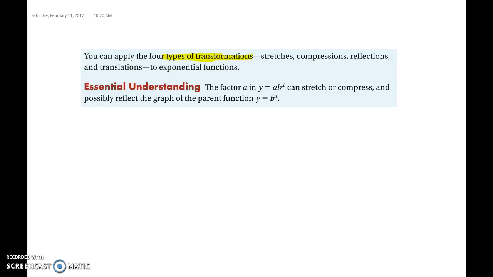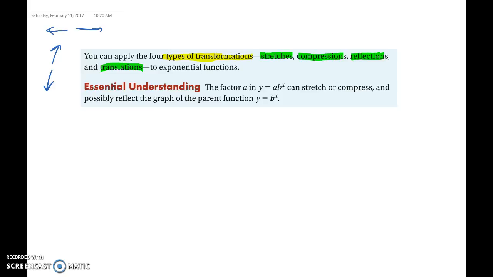So the 4 types of transformations that we have is whether or not it is going to be stretched or compressed, whether or not we're going to be reflecting it, and any translations that we might have. And remember, translations are when we're moving left or moving right, or when we're moving up or when we're moving down, right? So those are the 4 types of transformations that we're going to discuss.